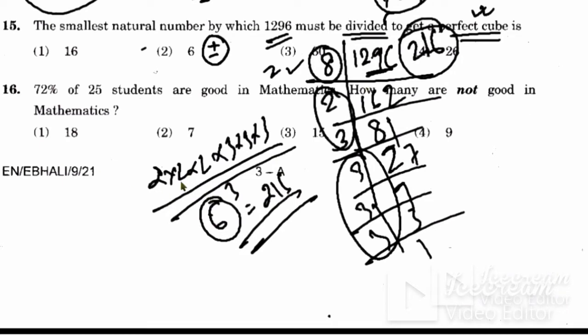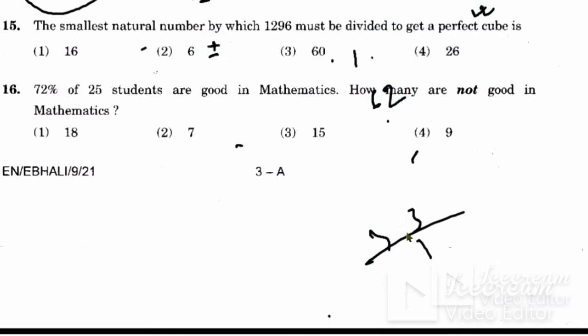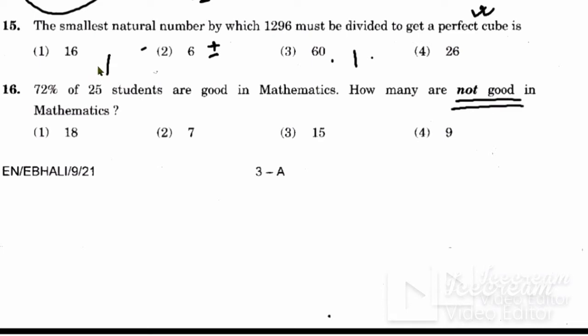Next question: 72% of the 25 students are good in mathematics. So how many are not good in mathematics? You might think this question is about percentage, but this question belongs to probability.